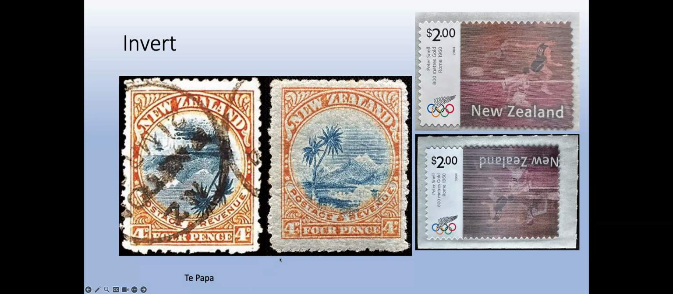To the right is the 2004 Olympic Games stamp featuring Peter Snell from the 1960 Rome Olympics. If you look at the top stamp, that's as it should be, and below it, the laminate attachment to the stamp, because it's a lenticular stamp or a moving motion stamp, has been attached upside down. So that's a modern form of New Zealand invert stamp.